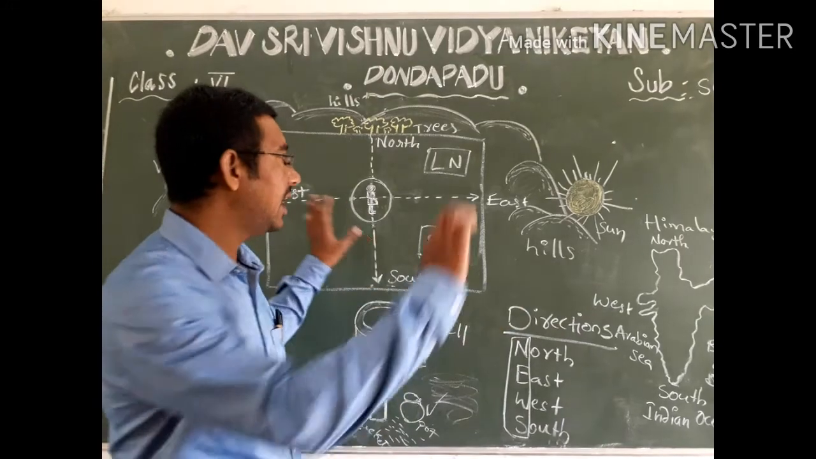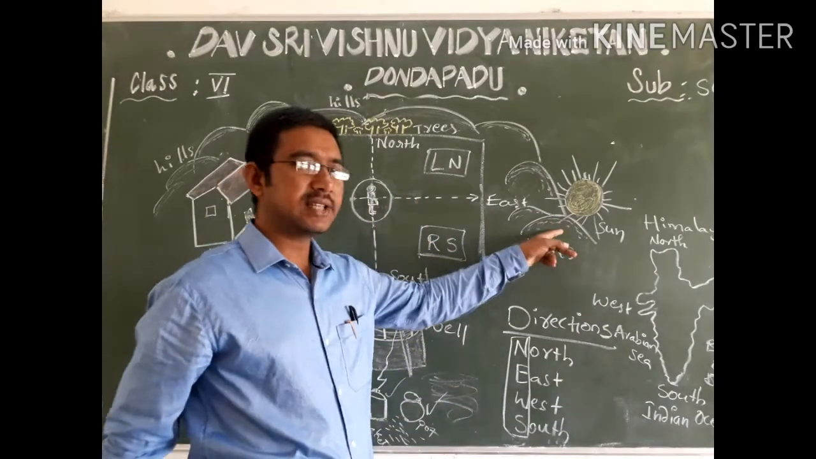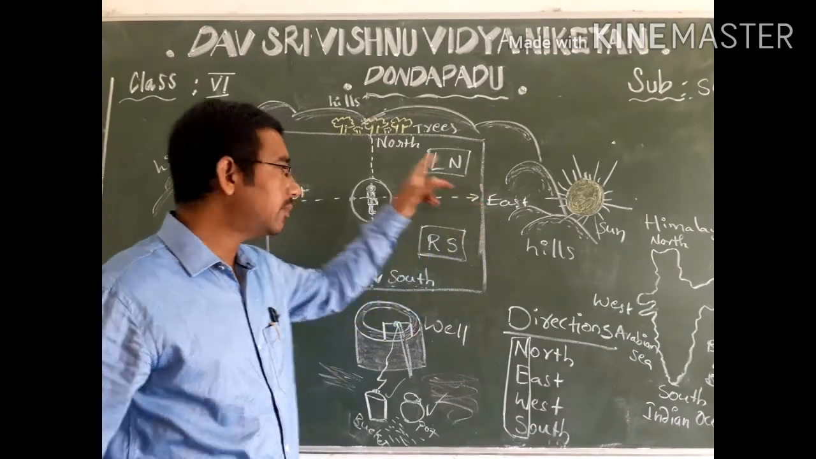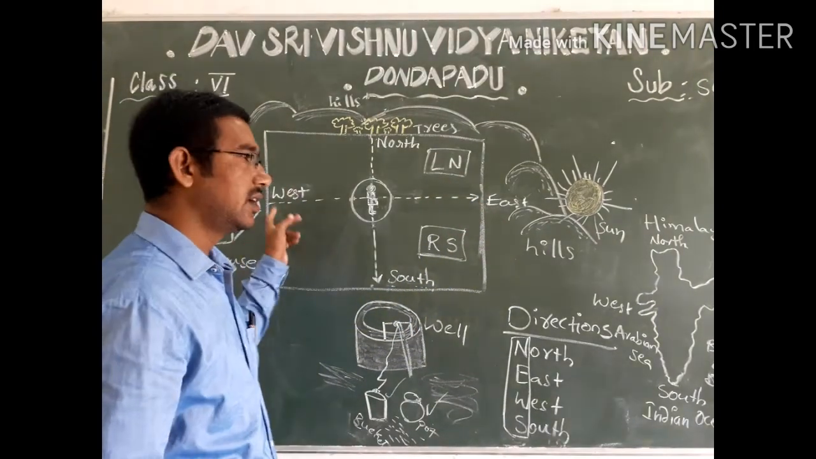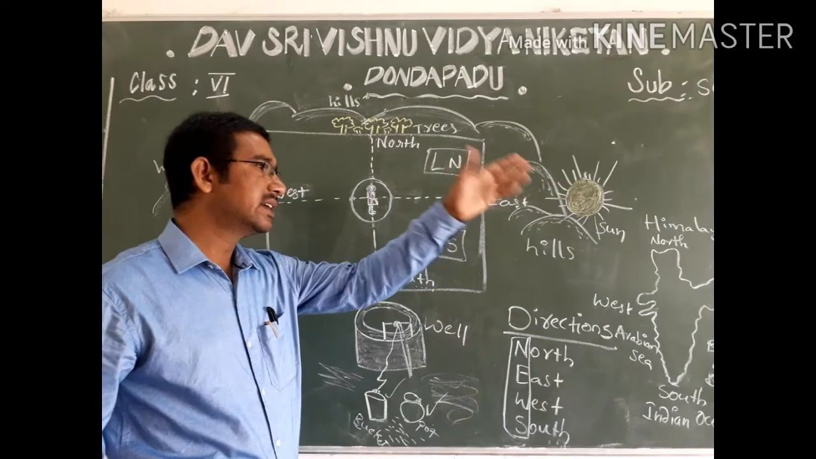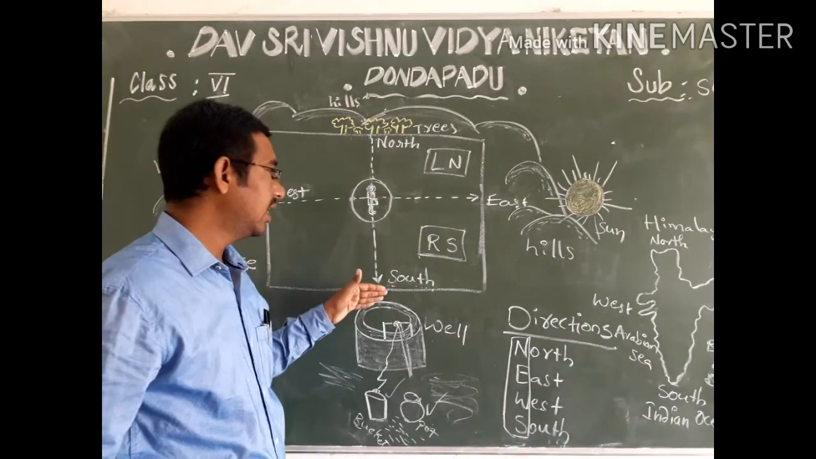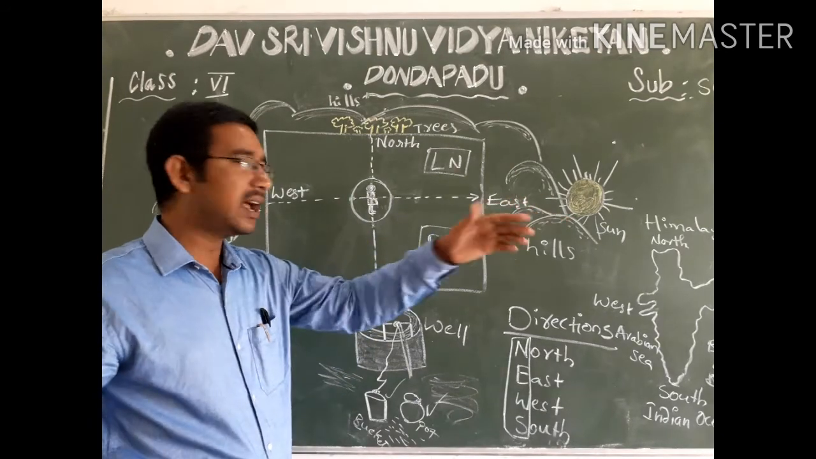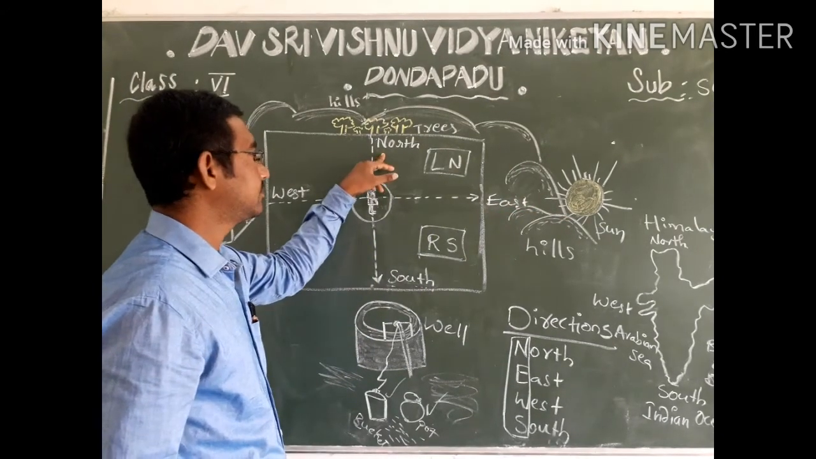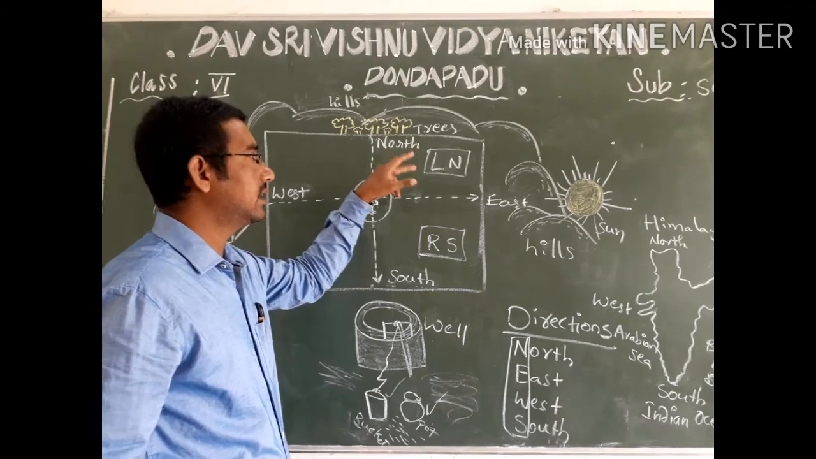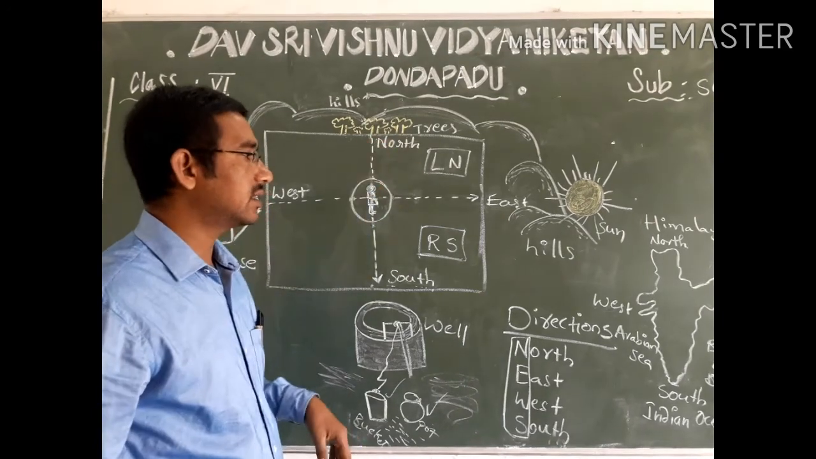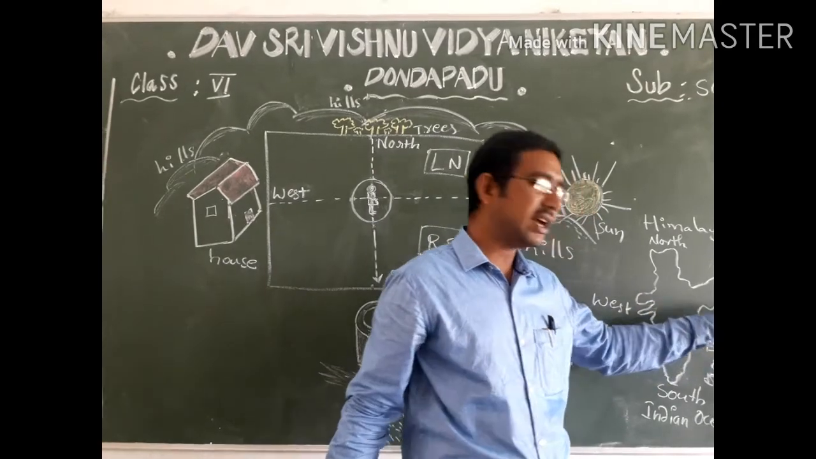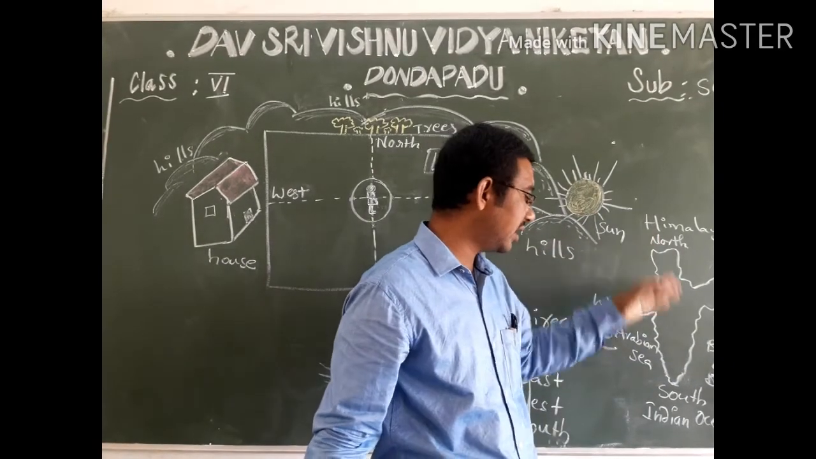So once again I will explain: the side where the sun is rising is the east. Opposite of the east is the west. When we stand towards the sun rising, our right side is the south. When we stand towards the sun rising, our left side is the north. Same thing here in India also. This side is the east, this one west, this one north, this one south.